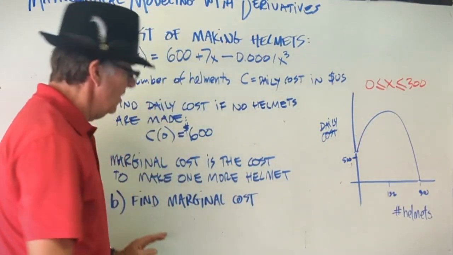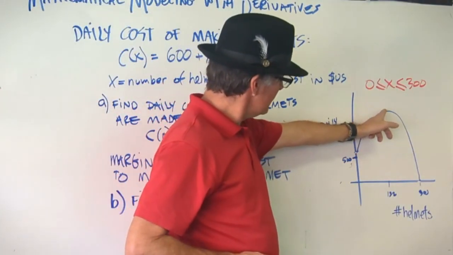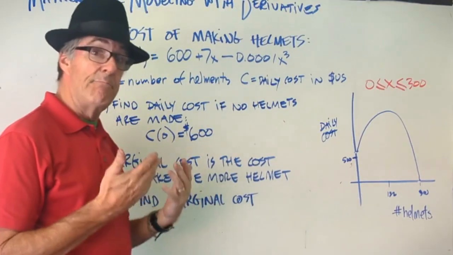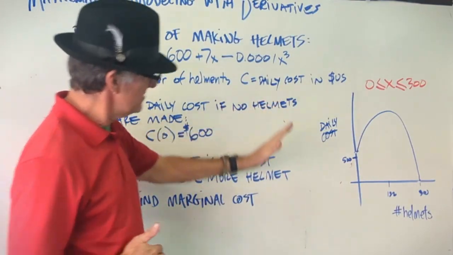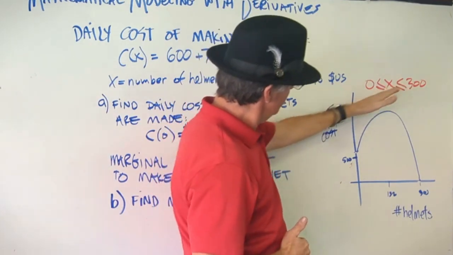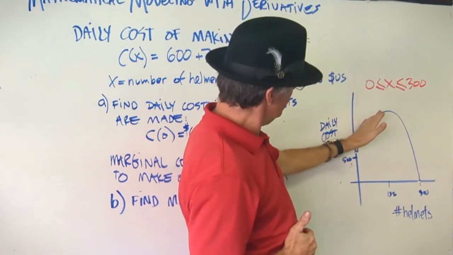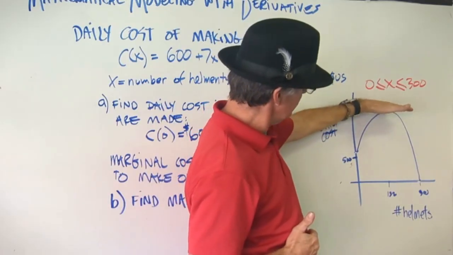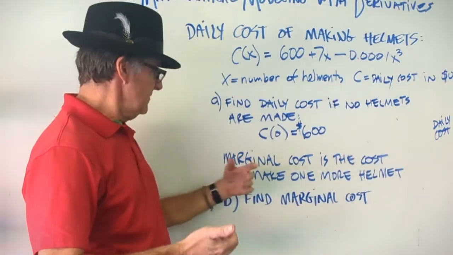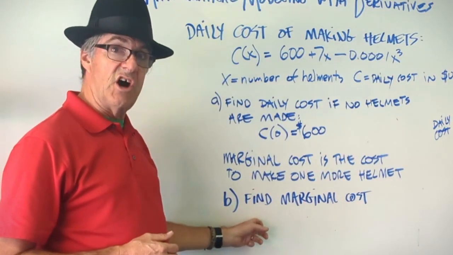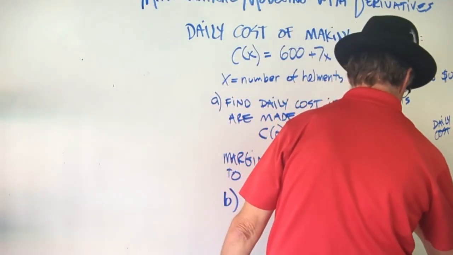Okay, so the marginal cost is the slope of the tangent line at some point. So you can see that marginal cost is going to get less and less because the slope is going to get less steep, less steep, less steep until it starts trending downward. Okay, so we need to find the marginal cost function. Let's put that up.